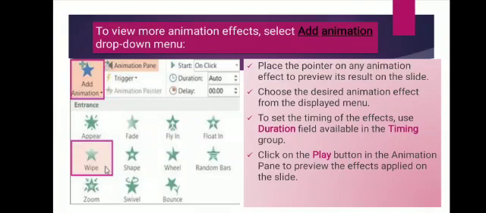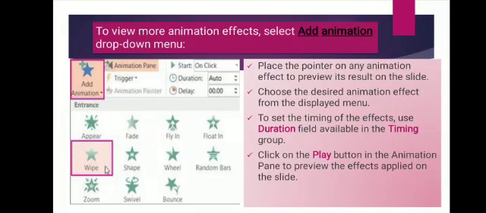It helps to change and control the speed of animation effect. Likewise, you can set the delay time before animation begins using the delay box. Now click on the play button in the animation pane to preview the effect applied on the slide. Okay, this is all about how to add animation in any object or text.